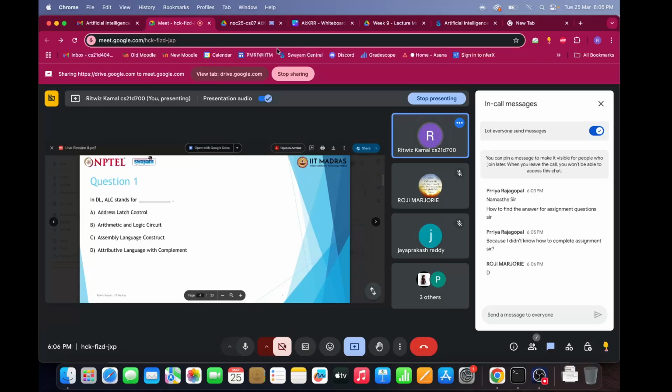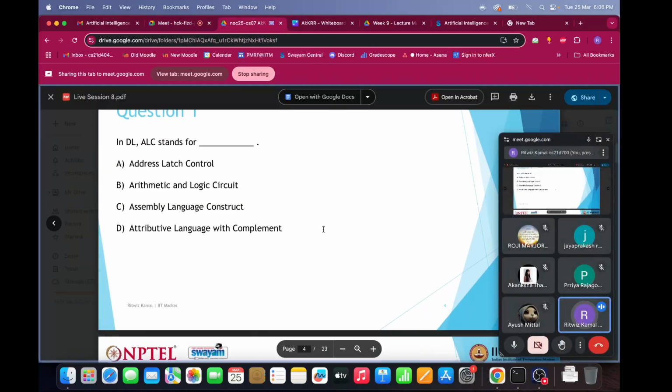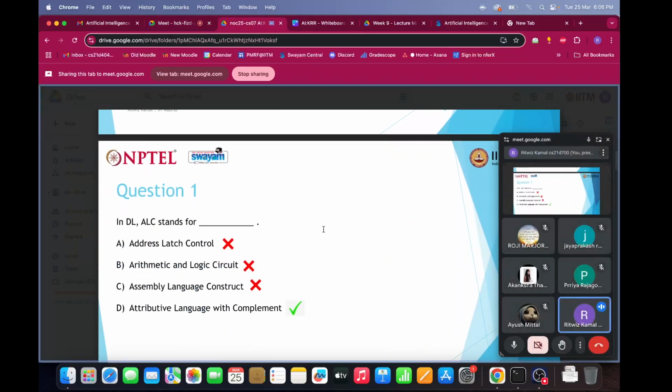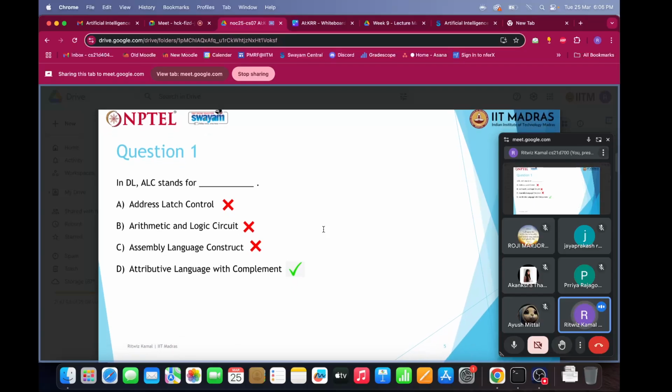D, that's right. So thanks for your solution. The correct answer would be attributive language with complement. This is a simple recall based question from the lecture. So, straightforward. I hope this is clear.